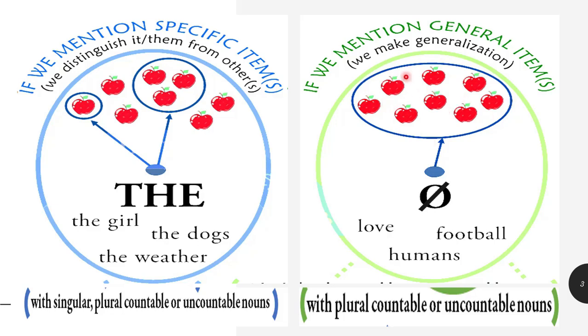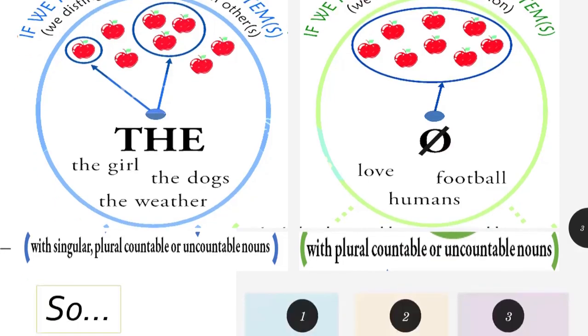The next one is generalization. Look at this apple. The apples now, all of them in the circle, but there is no specification for all apples. We mention general items, all items. We make a general idea of apples. It is not about one or two, but in general. Like love, humans, and football, it is in general. There is no necessity to use an article. With the plural, countable or uncountable nouns, it is possible to be used.